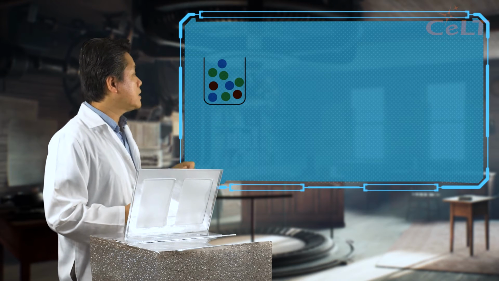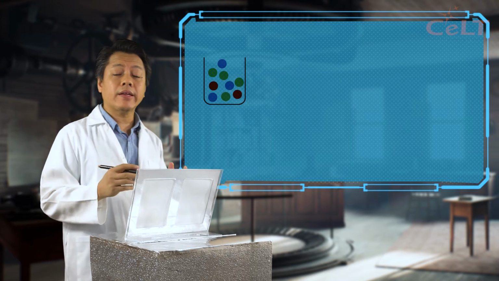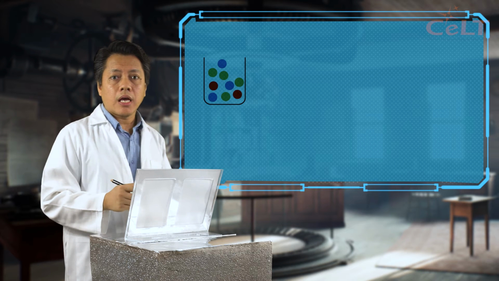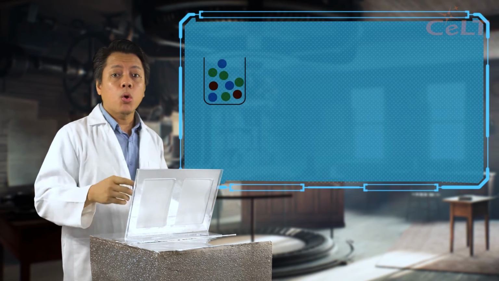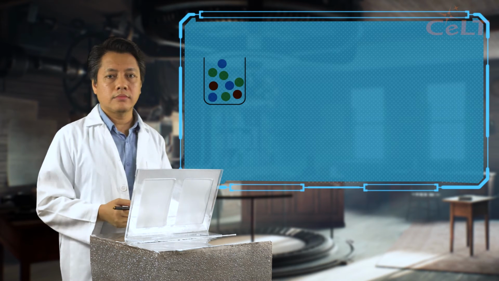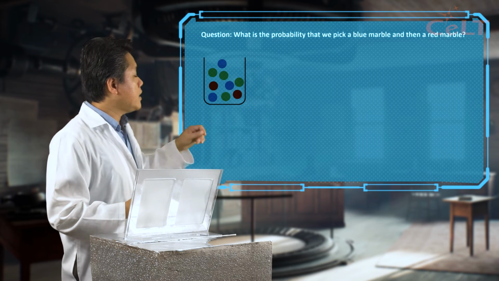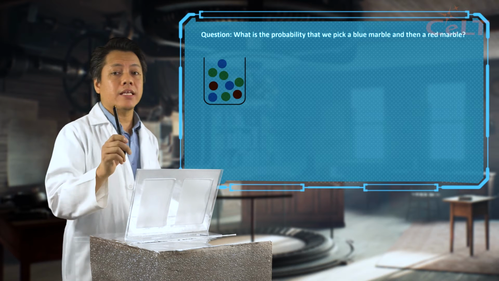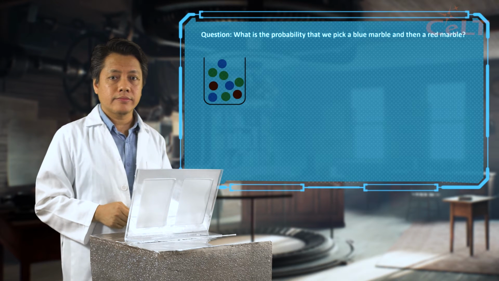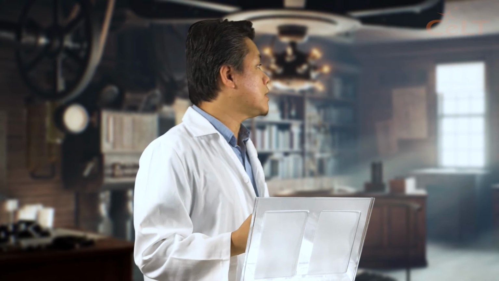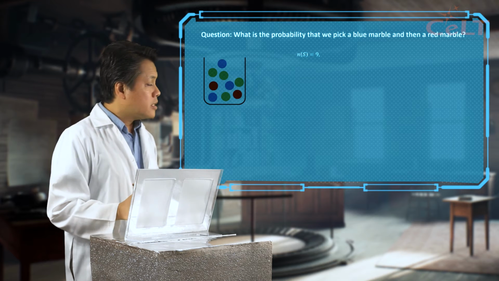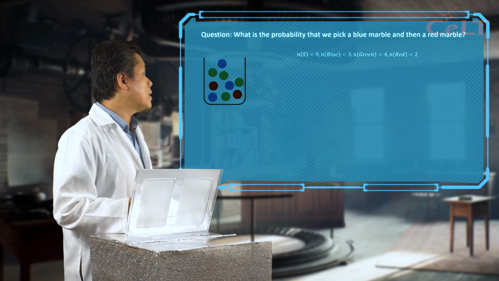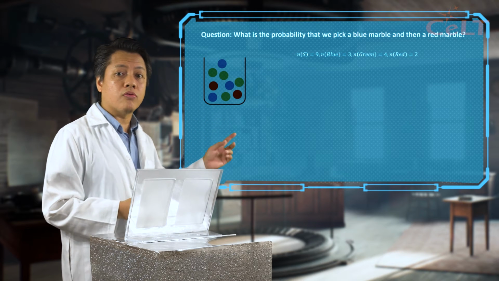We have a container that contains 9 marbles of various colors. We are going to pick up 2 marbles one at a time. The question is, what is the probability that we pick up a blue marble and then a red marble? That is our activity. Looking into the container, we have 9 marbles in it, so that is the size of our sample space. There are 3 possible outcomes for picking a blue marble, 4 for green and 2 for red.